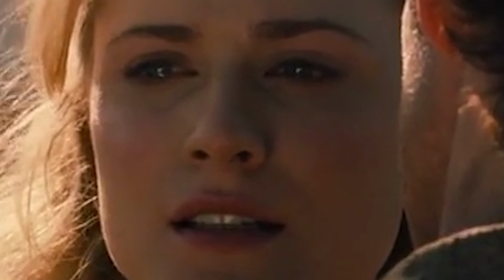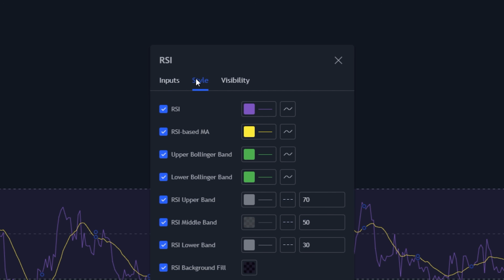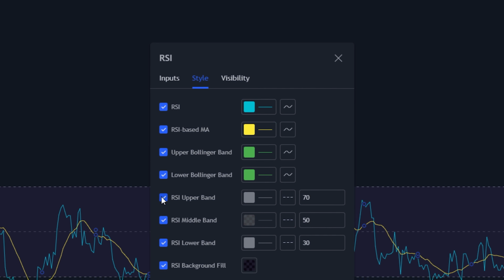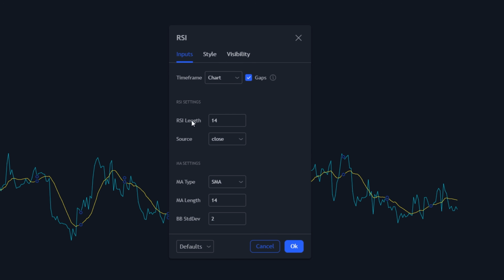Then most importantly, let's change the settings to our RSI indicator. Go to the style tab and first I'm gonna change the color of the RSI line so we can see it just a little bit better. Then uncheck all 5 of these lower boxes down here. Next, go to the inputs tab and change the RSI length from 14 to 25.